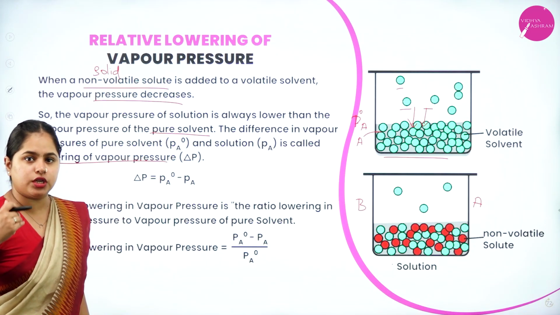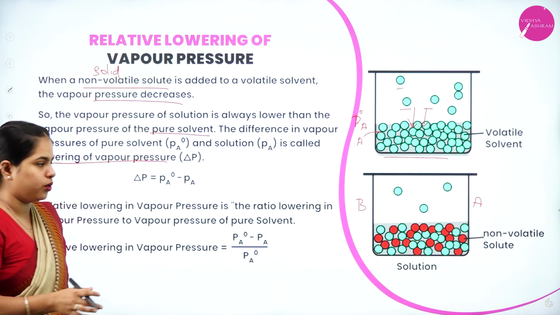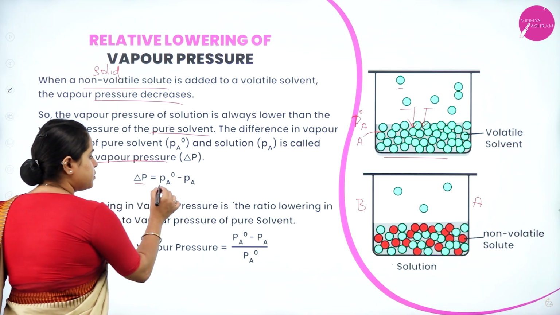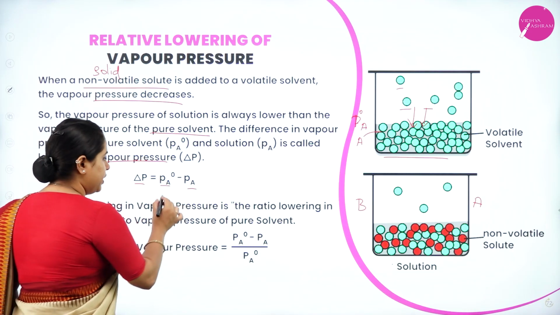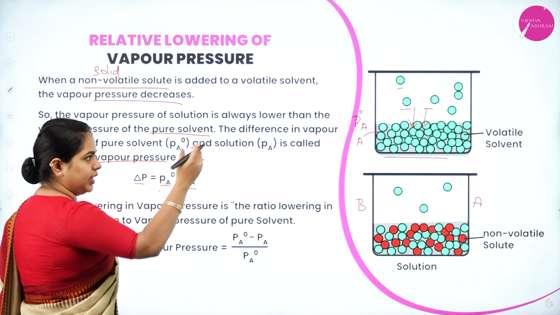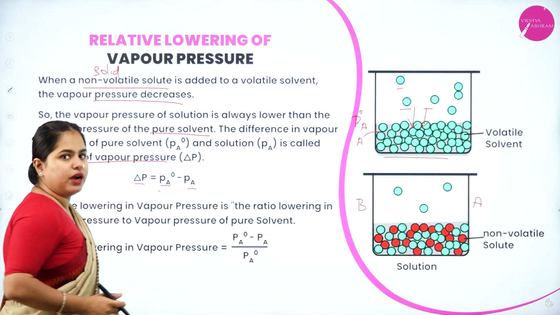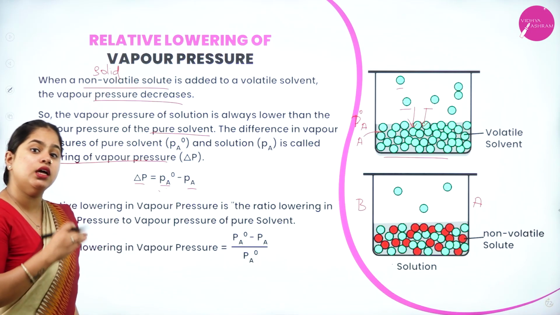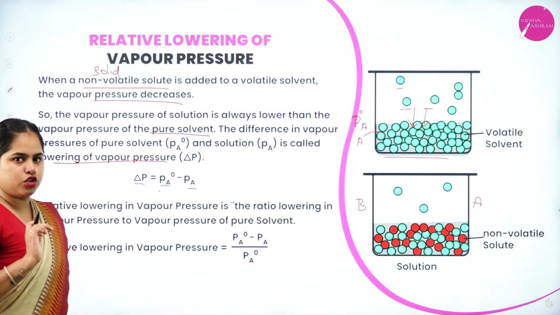How much vapor pressure has been decreased by the addition of the solute? So that we can mention it as delta P. That is the difference, right? So that is P naught A minus PA. P naught A is for the pure solvent A and PA is for the partial pressure of A in the solution. That is the partial pressure of the solvent in the solution. This is of pure solvent, right?